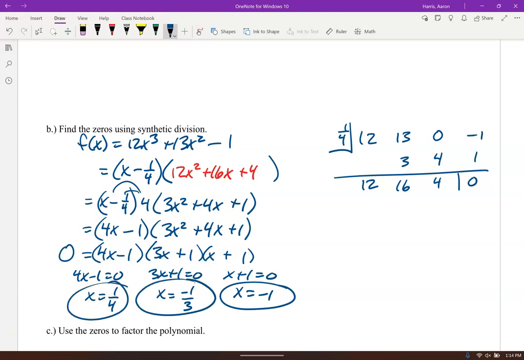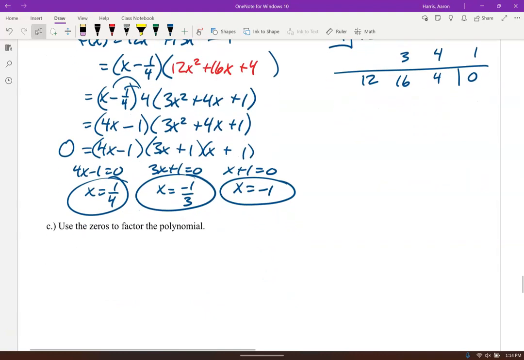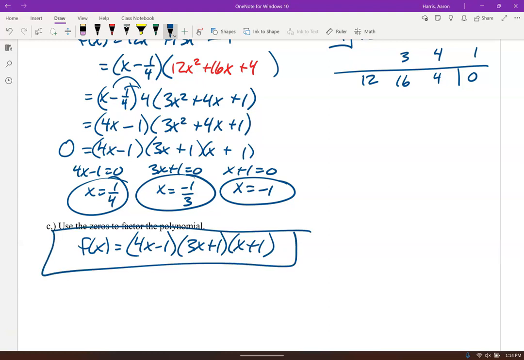So those are my 3 zeros. Third degree's got 3 zeros. And we already factored it, so let's go ahead and write the factored form. 4x minus 1, 3x plus 1, x plus 1. There's our factored form of that.